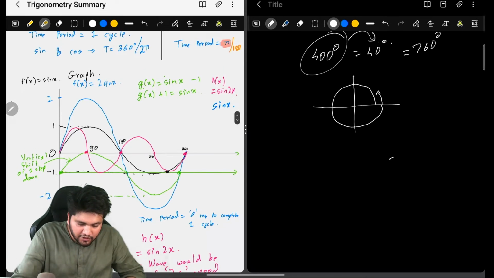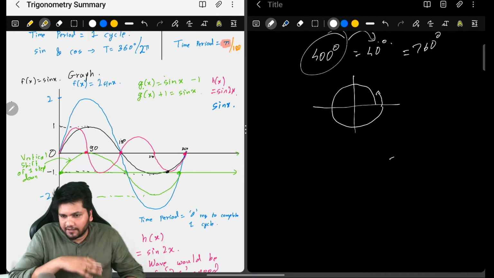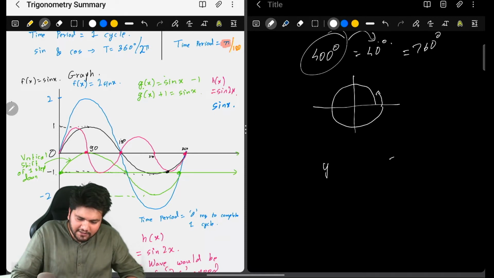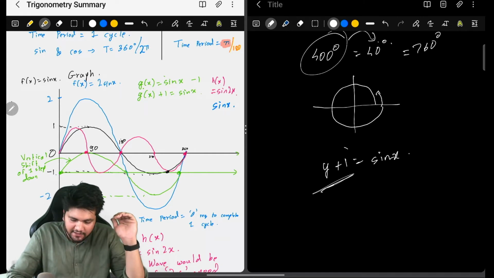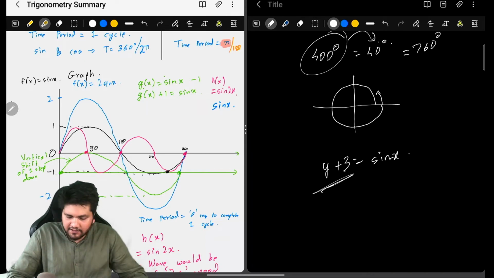When it is g of x is equal to sine x minus 1, this is the green graph I am talking about. We'll just make it g of x plus 1 is equal to sine x. Why am I doing this? Because this is the similar rule for a quadratic graph, cubic graph, all the trigonometric graphs, logarithmic graph, everything is going to be the same. You can consider this as y plus 1 is equal to sine x. So y plus 1, I am making a change of 1 in the y axis. That means it will go one step down. Remember, when it is plus 1, it takes one step down. When it is plus 2, it takes two steps down. When it is plus 3, it takes three steps down. But when it is minus 3, it takes three steps up.